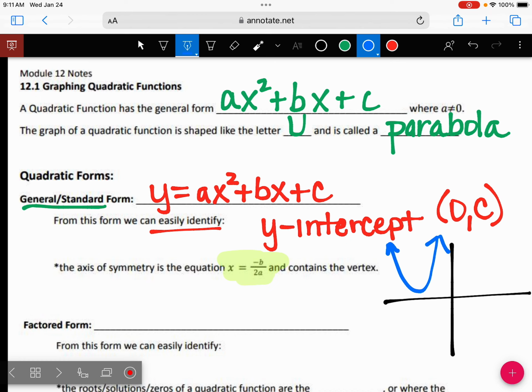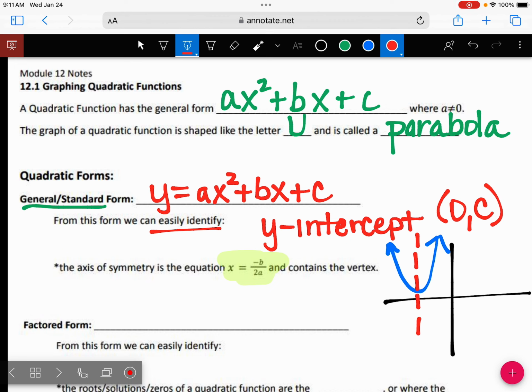The axis of symmetry is the line that would divide the graph in half. So if you were to imagine that you are taking the graph and folding it in half, that line that goes down the middle is called your axis of symmetry. So that's the first format for a quadratic.